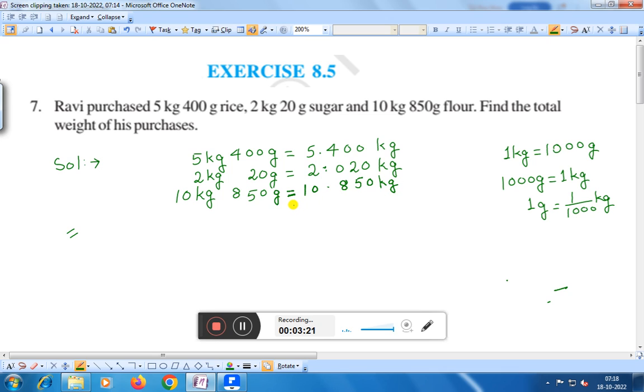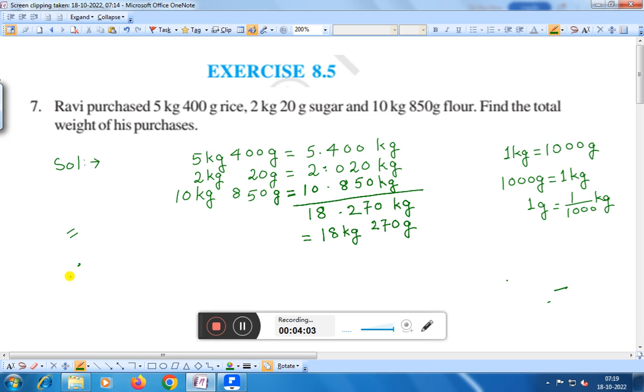right? If we add all the numbers, what you are getting, you see that this is 0, 5 plus 2 is 7, 8 plus 4 is 12, 2, carry 1, 5 plus 1 6, 7, 8, 1, that is 18.270 kg, or it can be also written as 18 kg 270 gram, right? Now find the total weight of his purchases.